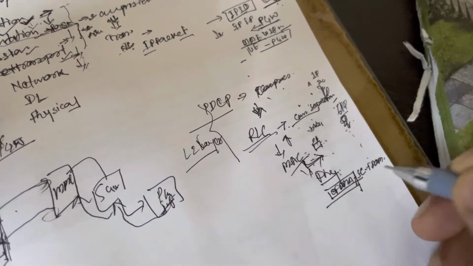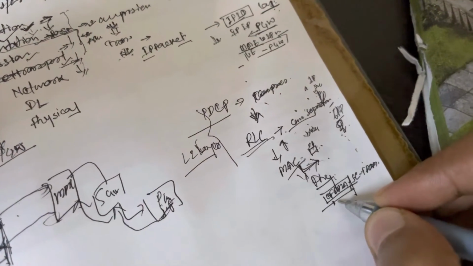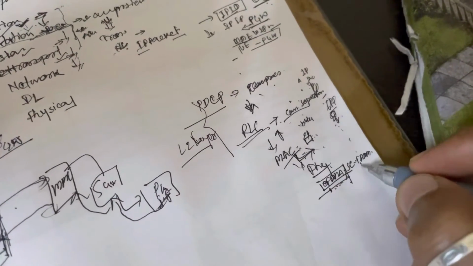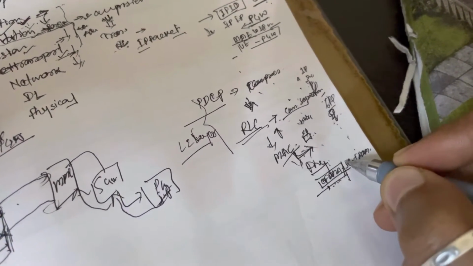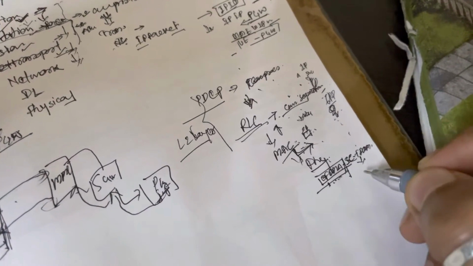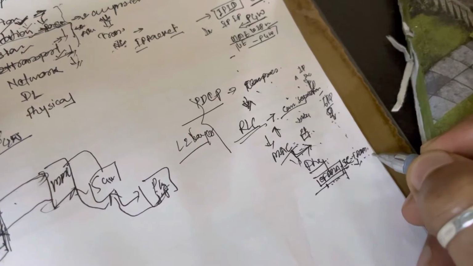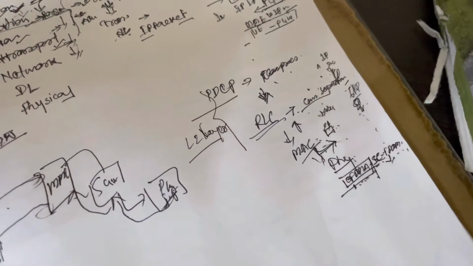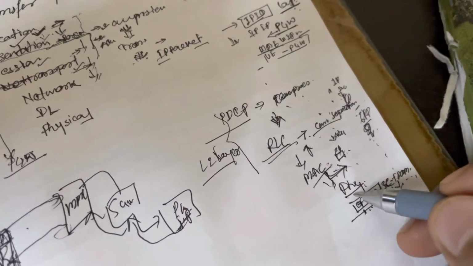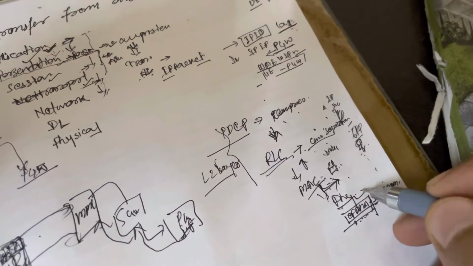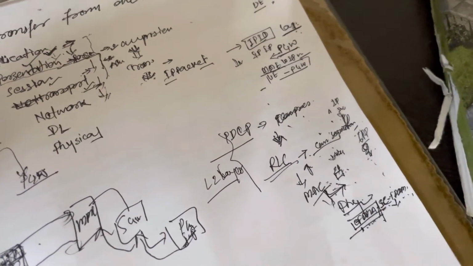What is the meaning of OFDMA? Orthogonal frequency division multiple access, right? And what does SC-FDMA stand for? Single carrier frequency division multiple access, right? So through this, in digital format, it will transfer the data to the receiver side.